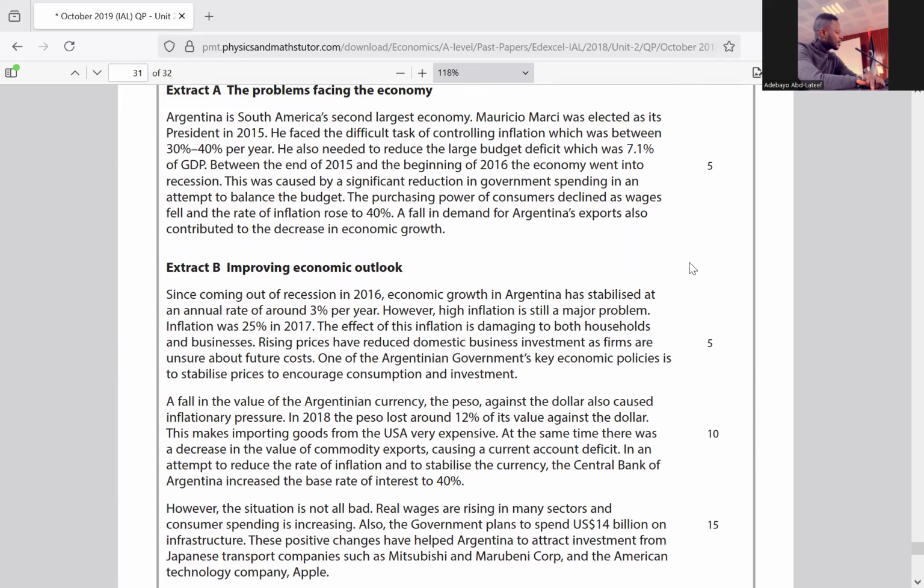Another fiscal policy that government could use, or demand side policy that government could use, is subsidies. A subsidy is financial help from government to reduce the cost of production. And if the cost of production reduces, it simply means firms will be able to sell at a reduced price, and that makes goods and services affordable for households. And that would increase consumption, and it will increase aggregate demand within the economy.